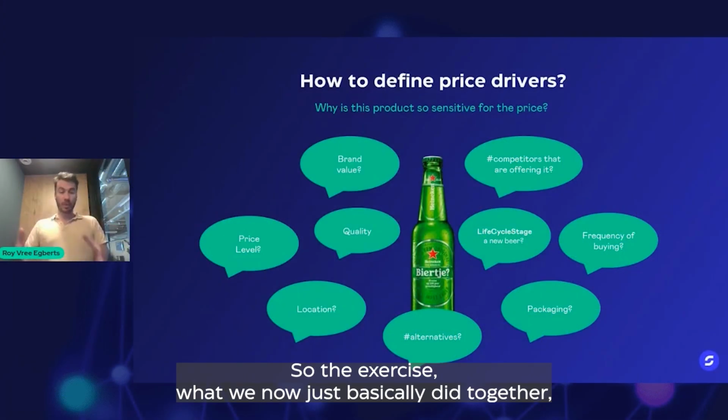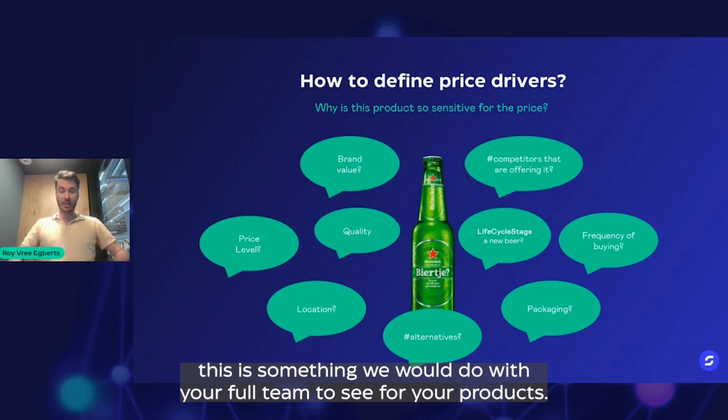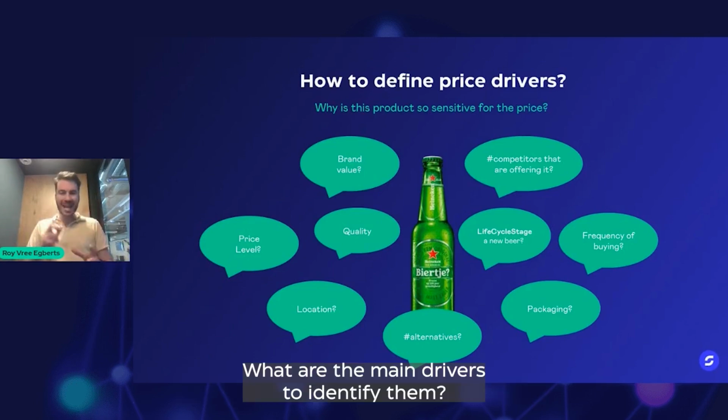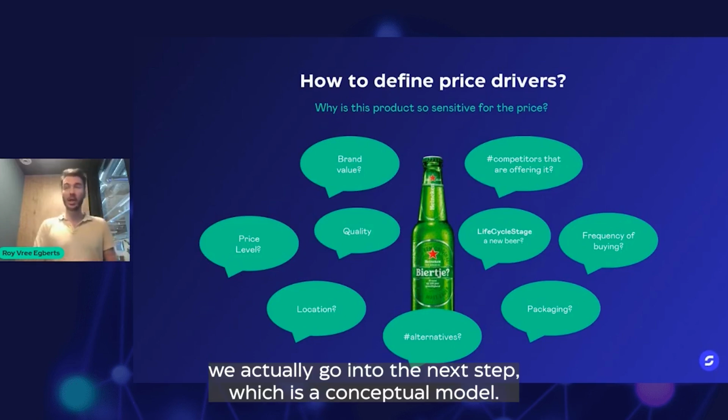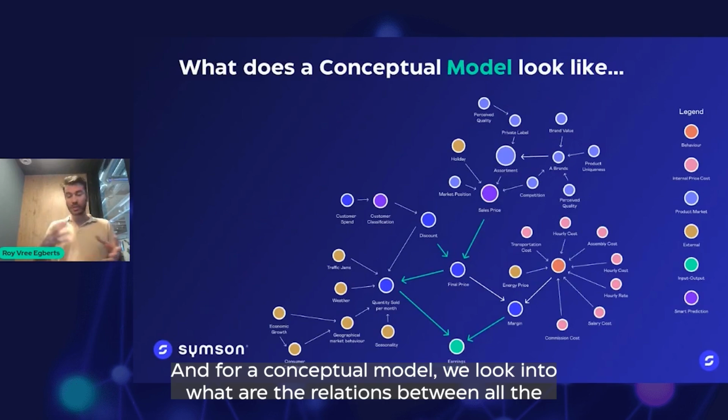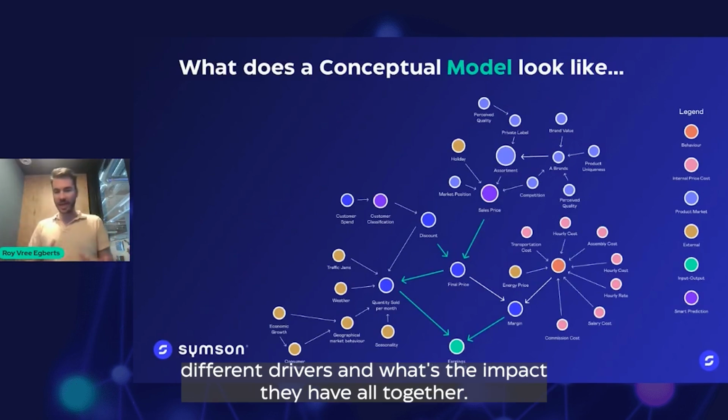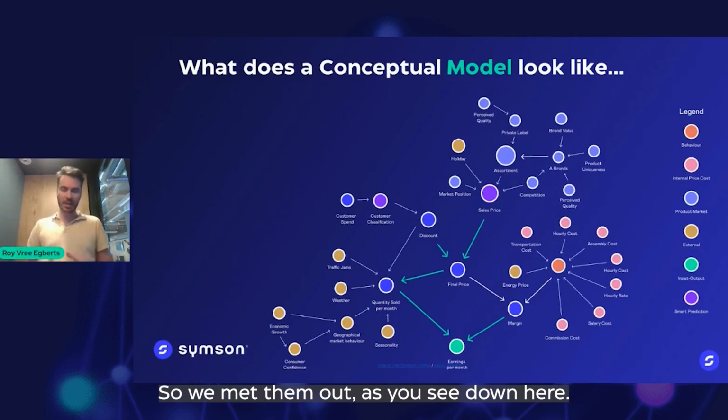So the exercise, what we now just basically did together, this is something we would do with your full team to see for your products what the main drivers are and to identify them. Once we've identified them, we go into the next step, which is a conceptual model. For a conceptual model, we look into what all the relations between the different drivers are and what impact they have all together. So we map them out as you see down here.